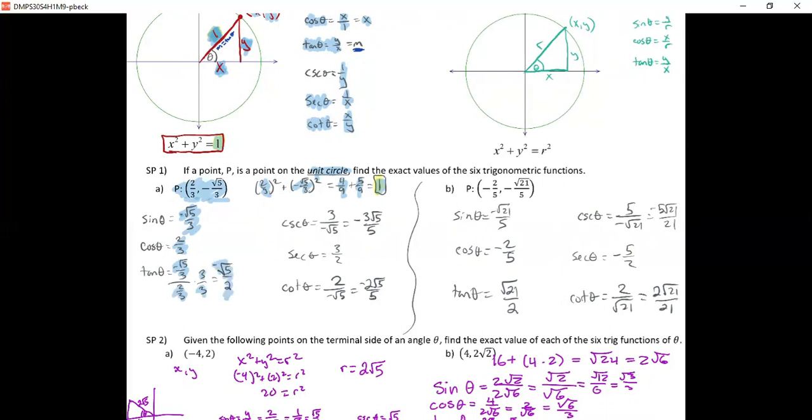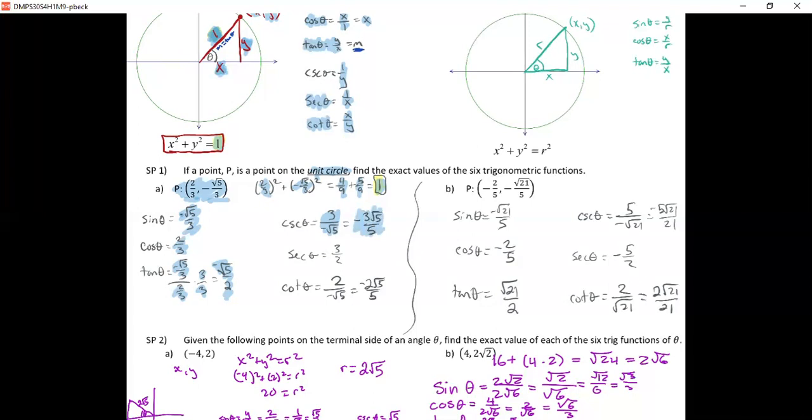Now the other 3, we could look at it one of 2 ways. We could just reciprocate the sine, the cosine, and the tangent. Or you could look at it as 1 over y, 1 over x, and x over y. Both ways are very, very appropriate for us to look at. So a lot of times we will just reciprocate the 3 values that we have there. So the reciprocal of negative square root of 5 over 3 is 3 over negative square root of 5. And of course, we must rationalize that.